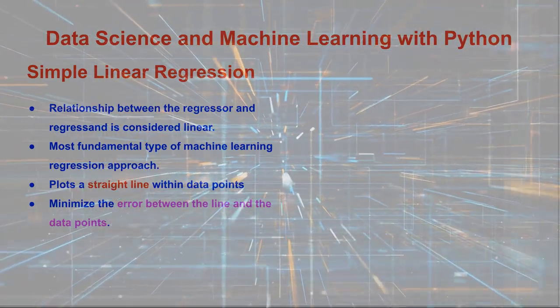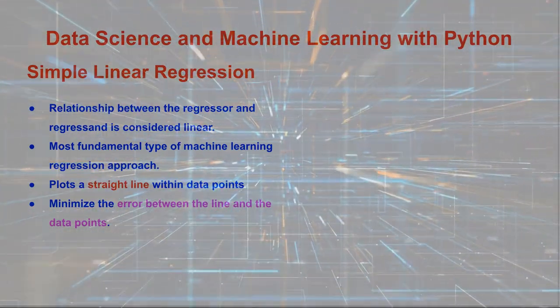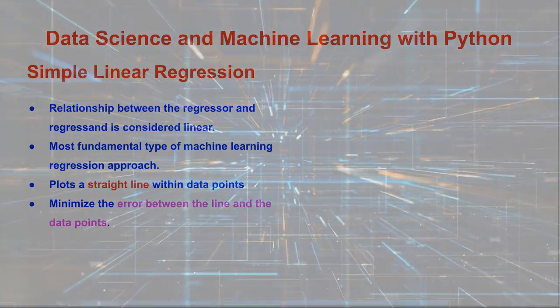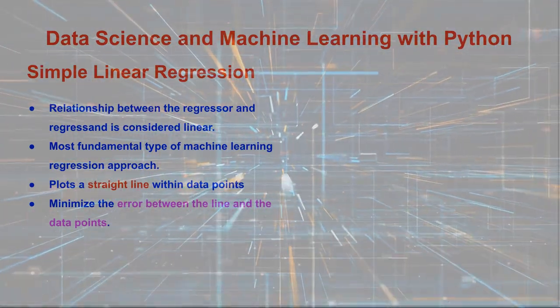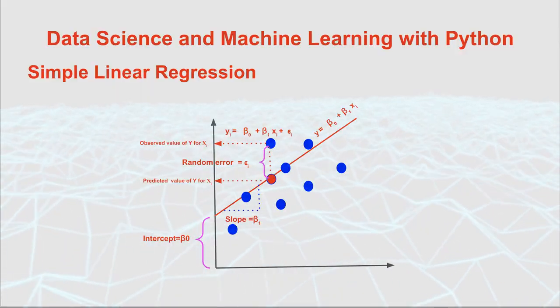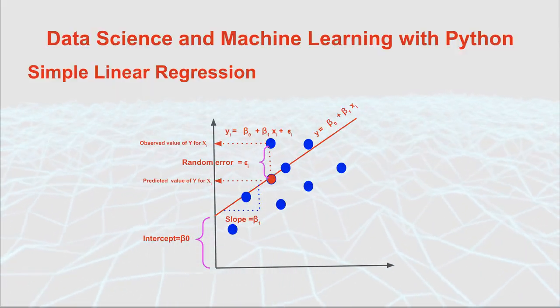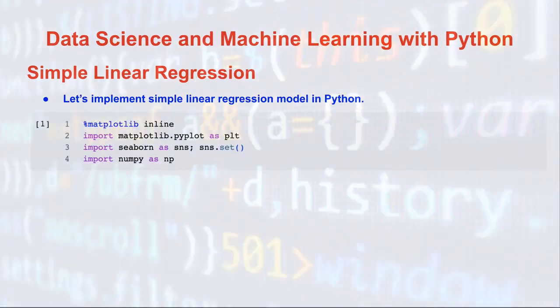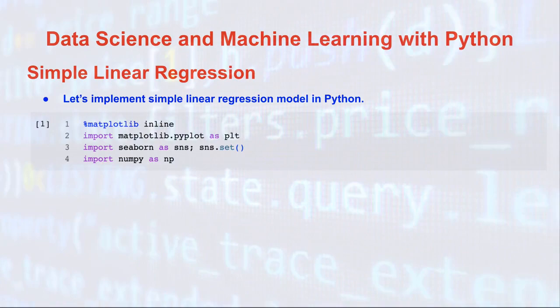Simple linear regression is one of the most fundamental types of machine learning regression approaches. In simple linear regression, the relationship between the regressor and regressand is considered to be linear. Simple linear regression plots a straight line within data points to minimize the error between the line and the data points. Let's implement a simple linear regression model in Python.